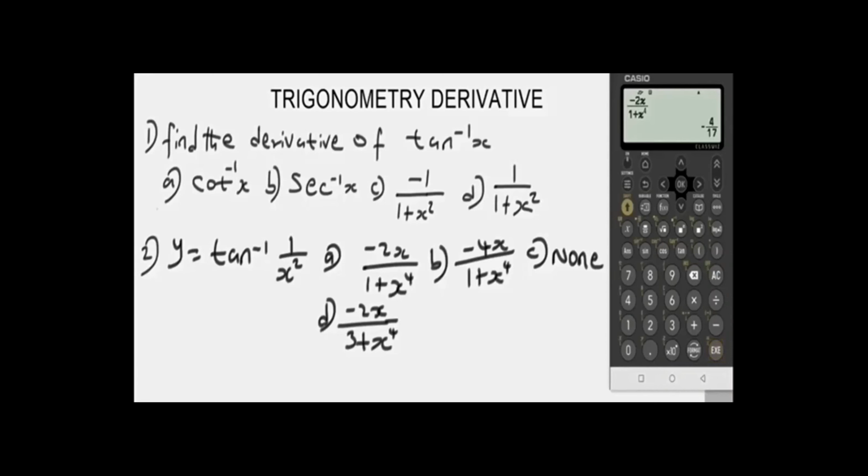Exactly. So the right option in this question is option A. Feel free to check option B and D, but I know you won't get this value. So this basically can deal with problems involving trigonometric derivative using the Casio Fx-991 CW scientific calculator.